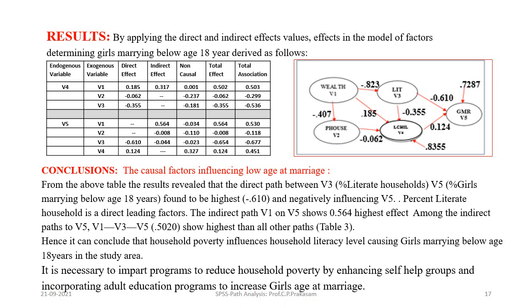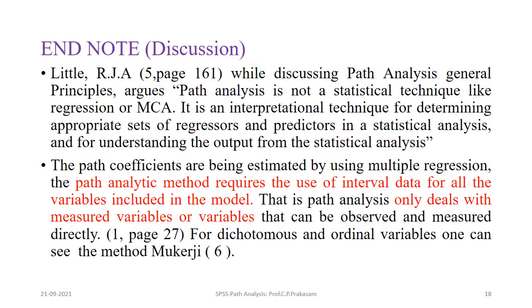Then we can give the policy recommendations. As researchers, we can give policy recommendations. It is necessary to implement programs to reduce household poverty by enhancing self-help groups and incorporating adult education programs to increase girls' age at marriage. Like that, we can complete our research.